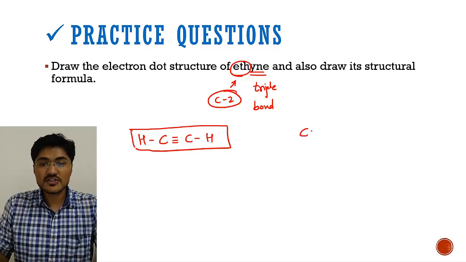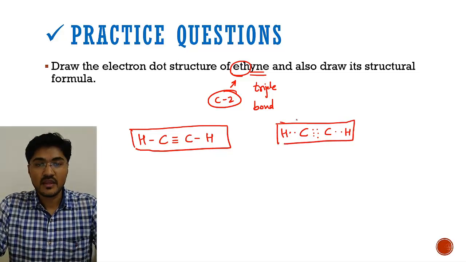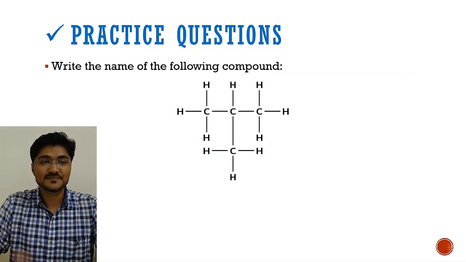And the electron dot structure would be one carbon will share 3 electrons with the other 3 electrons of another carbon, and 1 electron of a carbon with 1 hydrogen atom, and the other carbon atom will share again similarly 1 electron with another hydrogen. And that's your final answer. Now let's look at another example.